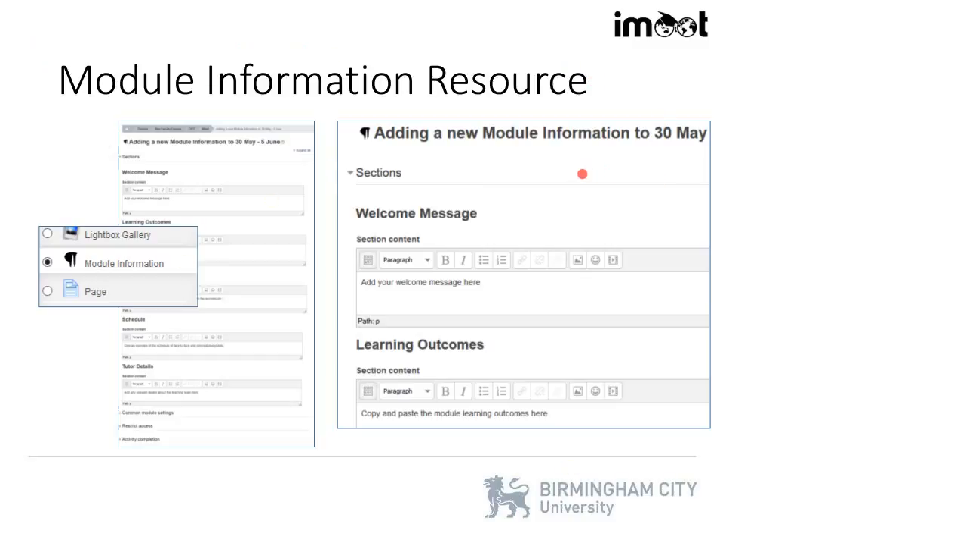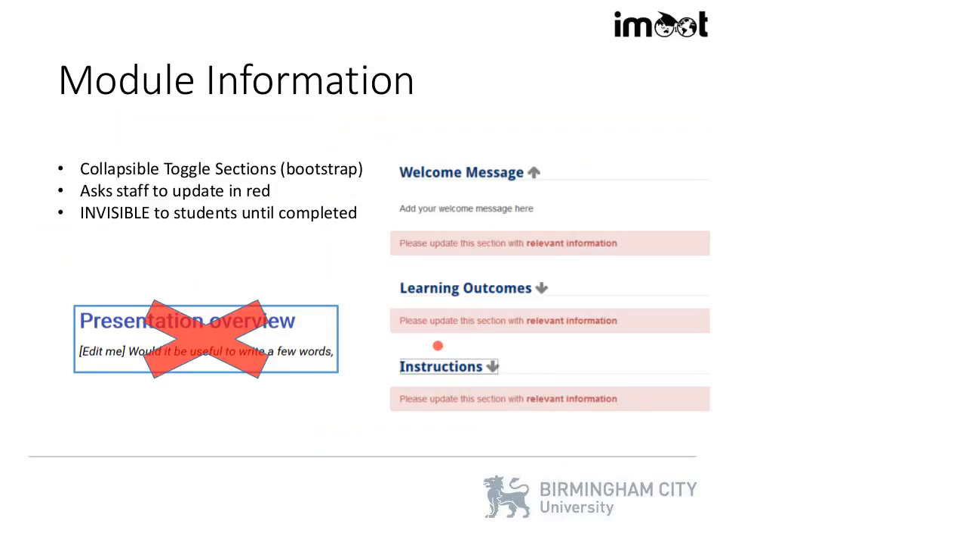So back to this module information resource, you fill it in. Essentially, your administrator sets up what this looks like, and your academic staff fill it in. What they see if they haven't filled it in is, under each section, these red messages: please update this section, please update this section. It's in collapsible toggle sections, again just using Bootstrap, so it's all clickable, expandable and collapsible for students, so it's a bit more concise, because for us this plugin is the first resource in any Moodle course.